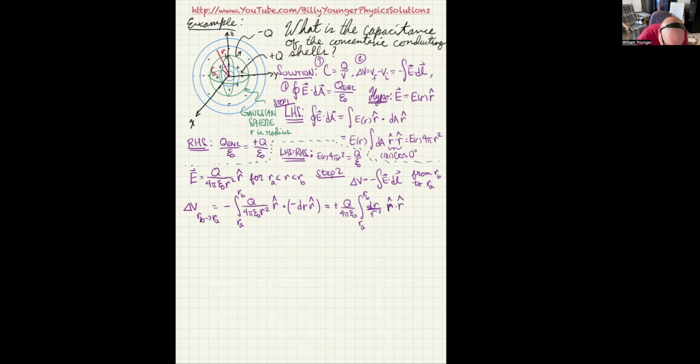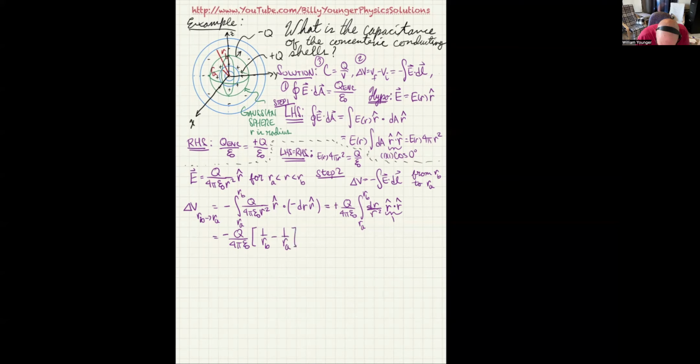So after that the integrand becomes another part of the integrand, which is r hat dot r hat, which again we know is just 1. Now the integral of r to the negative 2 is 1 over negative 1 times r to the negative 1. So this is going to be, in fact, negative q over 4 pi epsilon naught times 1 over r, but the 1 over r will be evaluated first at RB and then at RA. So it's going to be 1 over RB minus 1 over RA.